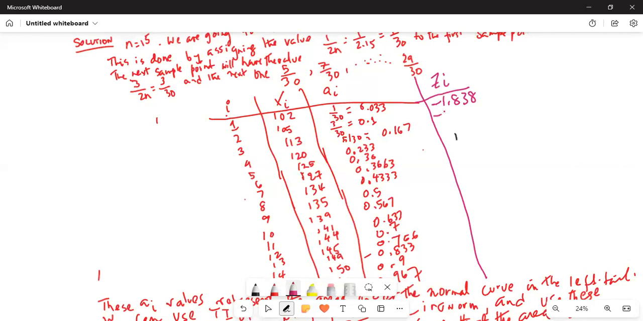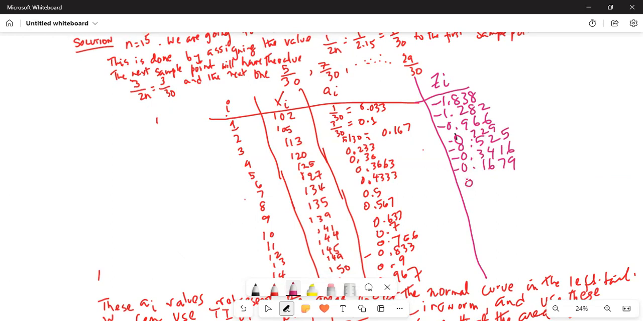The next one is minus 1.282. Next one is minus 0.966. Then the next one is minus 0.729. Next one is minus 0.525. Next one is minus 0.3416. Okay. Next one is minus 0.1679. Next one is at 0.5.